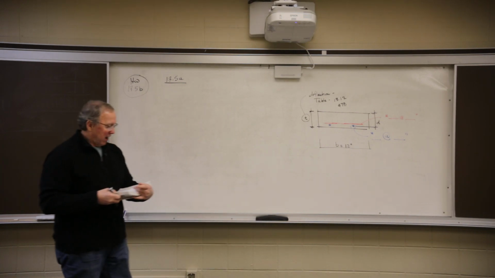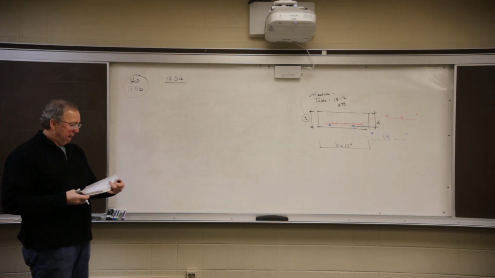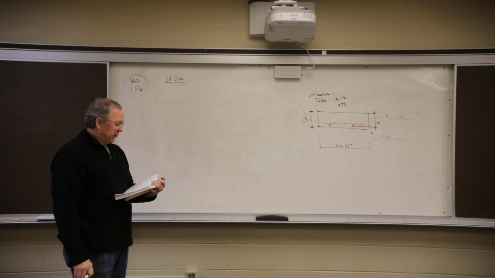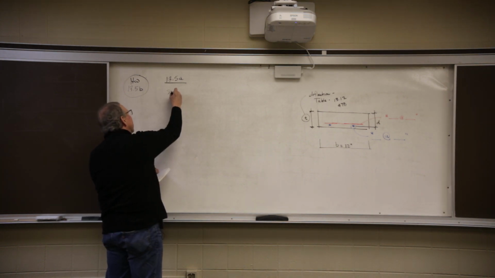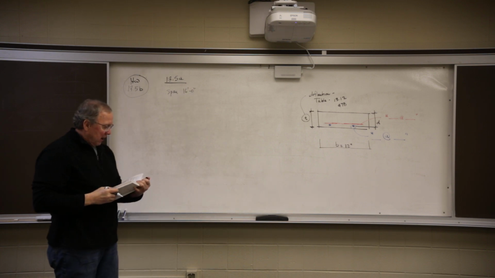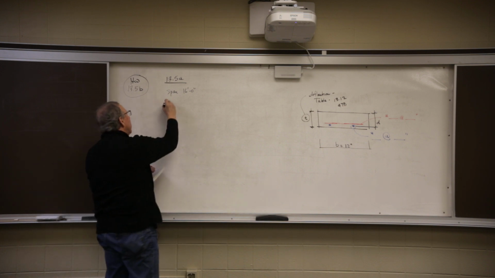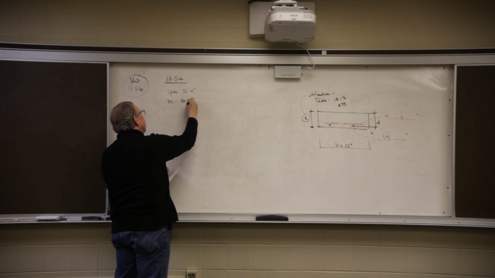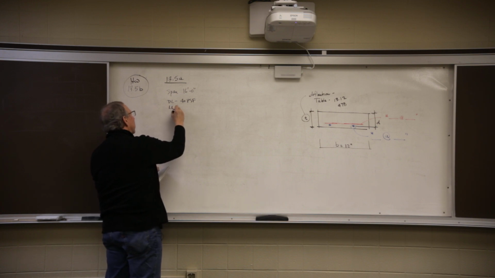Okay, chapter 13.5a is on page 452. The problem says it's a one-way concrete slab. Simple span. Span is 16 feet. In addition to its own weight, the slab carries a superimposed dead load of 40 pounds a square foot. It has a live load of 100 pounds per square foot.